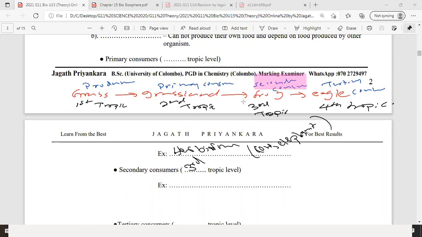Secondary consumer belongs to which trophic level? Third trophic level. Am I correct now? Here, third trophic level. Who is that secondary consumer? This is what I explained. Otherwise, if I directly write that, you will not understand.